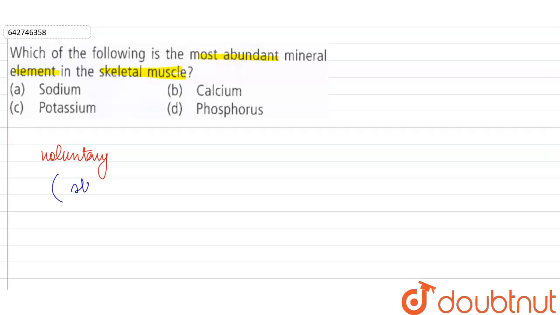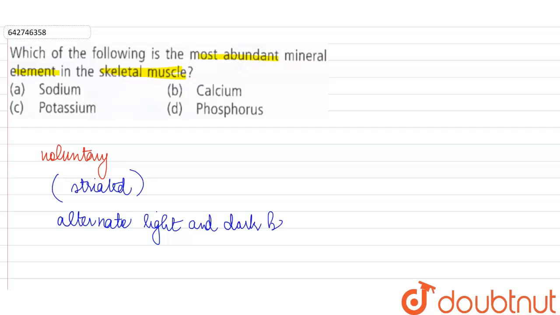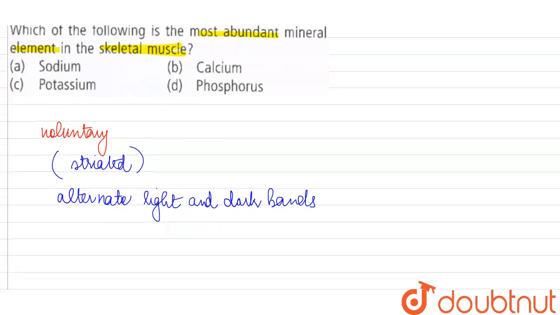And these are also known as the striated muscles, because if we are going to observe them under a microscope, we will observe stripes or alternate light and dark bands on them. Now, such light and dark bands or such striations appear on the voluntary muscles or the skeletal muscles because of two different contractile proteins, namely actin and myosin.